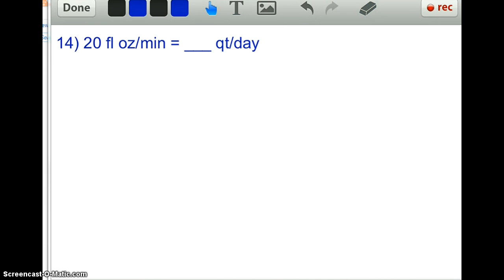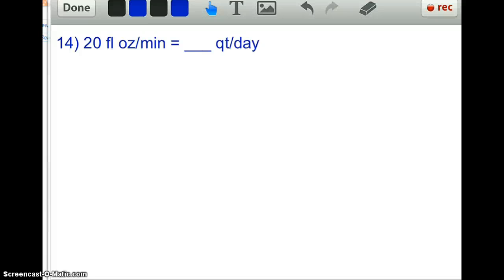All right, last one. So I've got 20 fluid ounces per minute equals how many quarts per day. So I'm going to think to myself, how many fluid ounces are in a quart? Again, I have no idea. But I do know that I can go from fluid ounces to cups to quarts. Since fluid ounces is small and I'm going to a bigger unit, that's going to be a division problem.